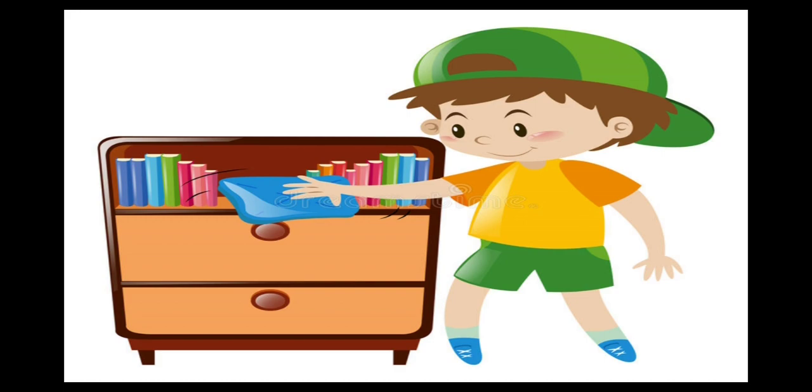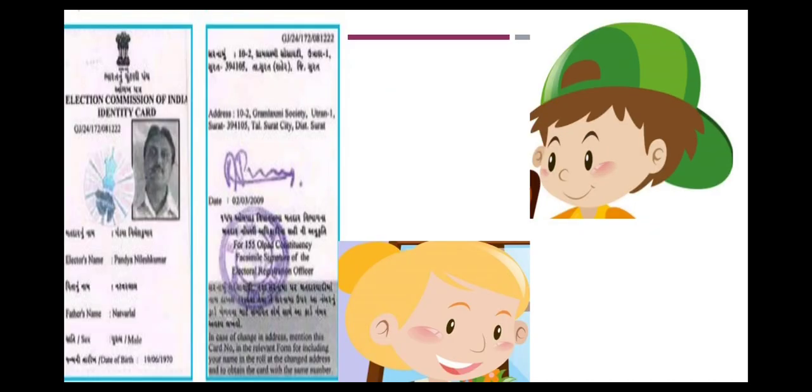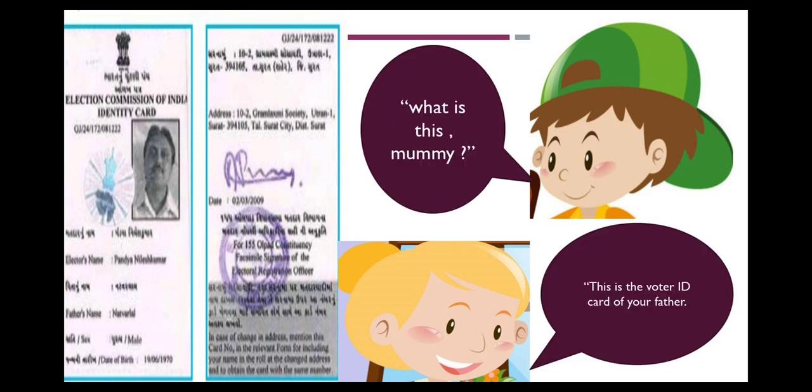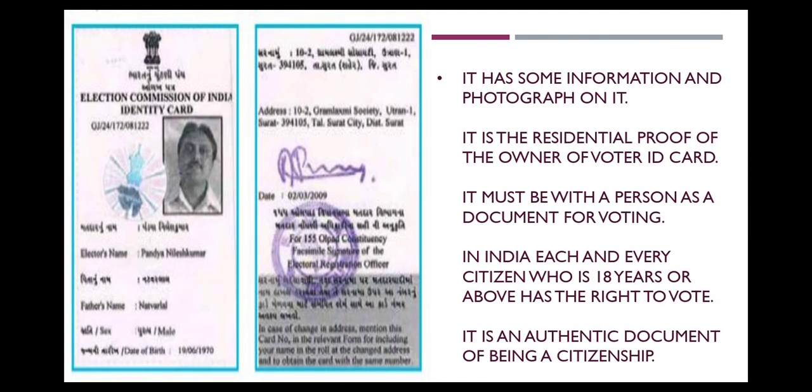After listening to everything his Dadaji told him, Raju joined his mother in cleaning of a cupboard where he found a card on one of the shelves. What is this, mummy? This is the voter ID card of your father. It has some information and photograph on it. It is the resident proof of the owner of the voter ID card.